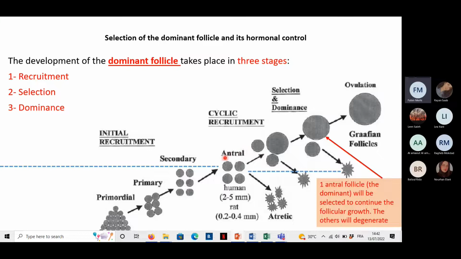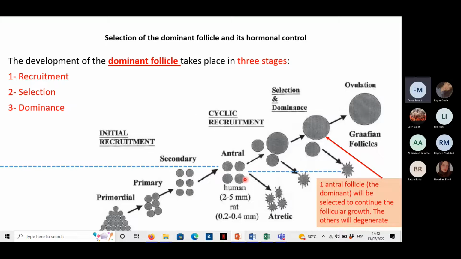Okay, so we will have a transition from the early antral follicles to the pre-ovulatory or Graafian follicle, and this transition occurs in 3 stages. First of all, we will have the recruitment process, then we have the selection and the dominance process. So we have 3 stages of this transition from the antral to the pre-ovulatory follicle, and those stages are first the recruitment, then the selection, and the dominance.